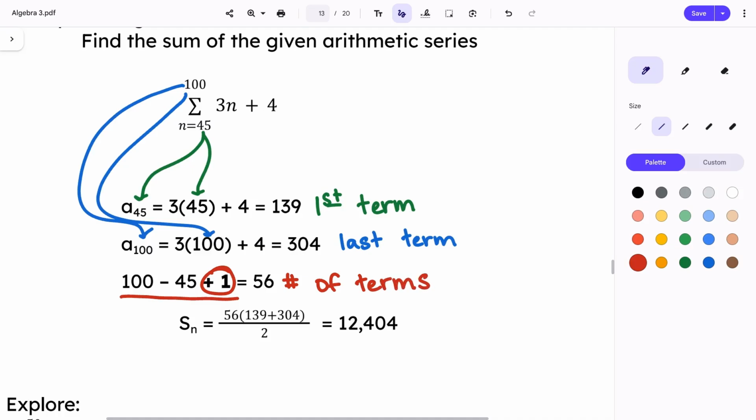So then you can plug it into that sum formula. The number of terms, which is 56, times the first and the last term added together, divided by 2, and you get this 12,404.